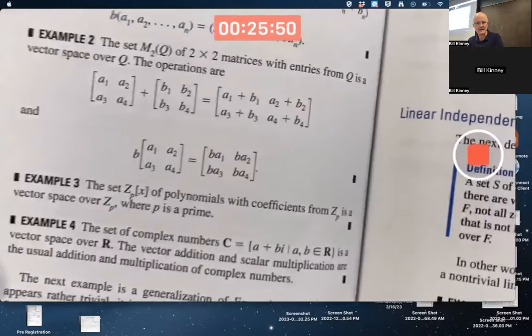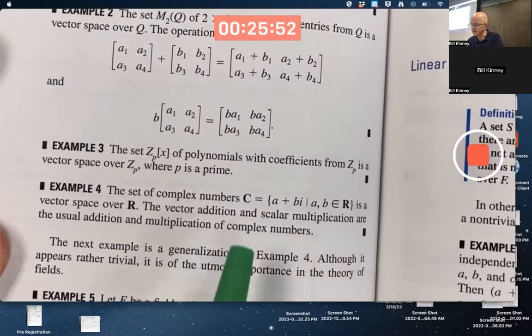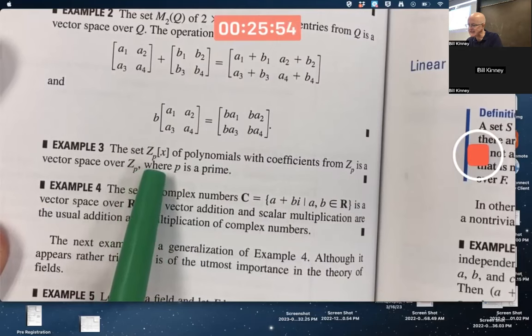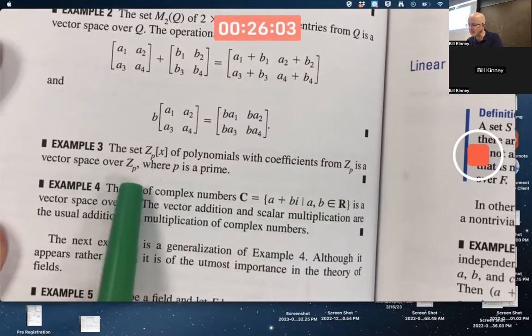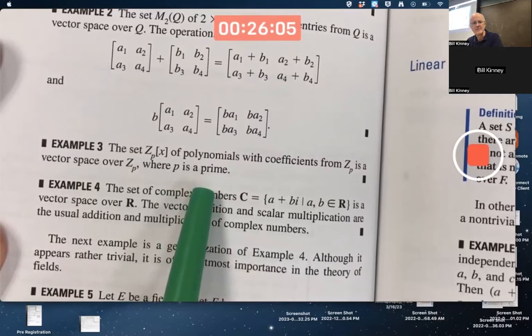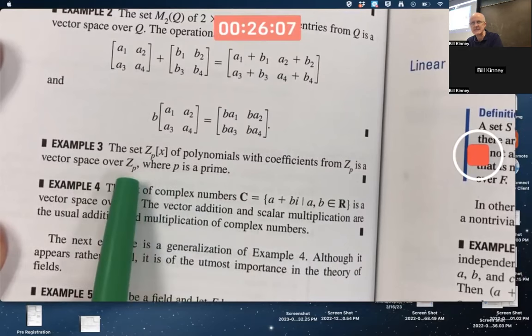Well, okay, let's continue with these examples, but we'll talk about linear algebra a little bit too. ZpX, we've seen this before. That's the ring of polynomials mod p with coefficients in Zp. It is a vector space over Zp where p is prime. Why does p have to be prime? So that Zp is a field.